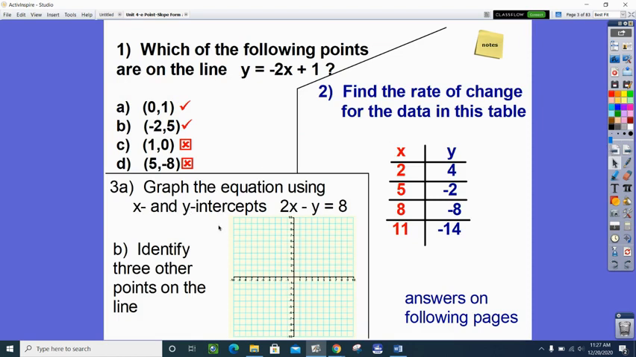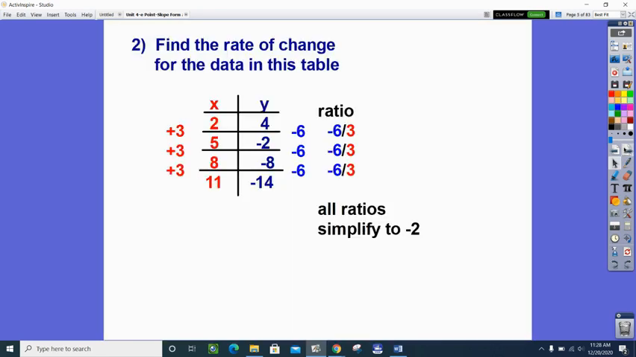All right, now you're going to graph the equation using the x and y intercepts. This was called standard form. So I'm going to ask you to do that. And then once you graph it, identify 3 other points on the line. Okay, so let's see how we did on that one.